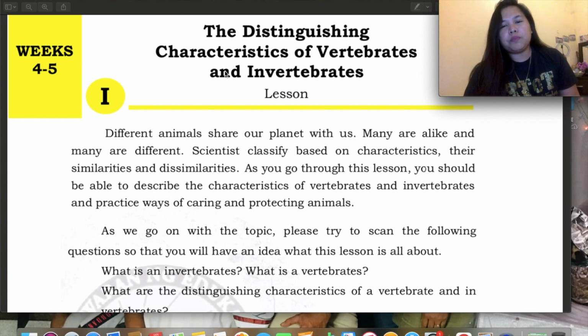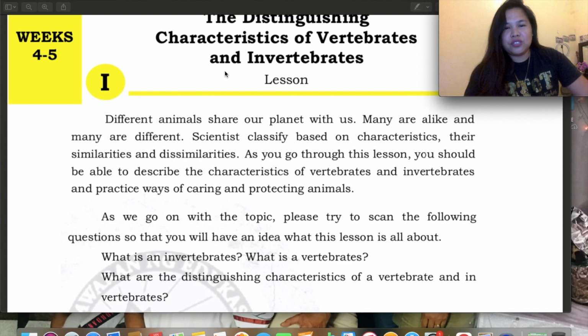So, scientists classify based on characteristics. There's similarities. Ibig sabihin ng similarities ay pagkakapatulad or pagkakapareho. And these similarities, yung hindi wala ang different siya from other.